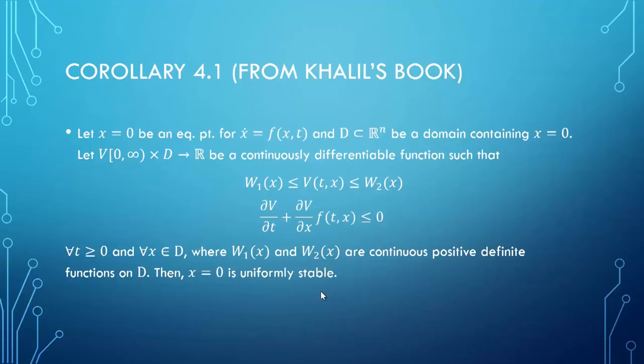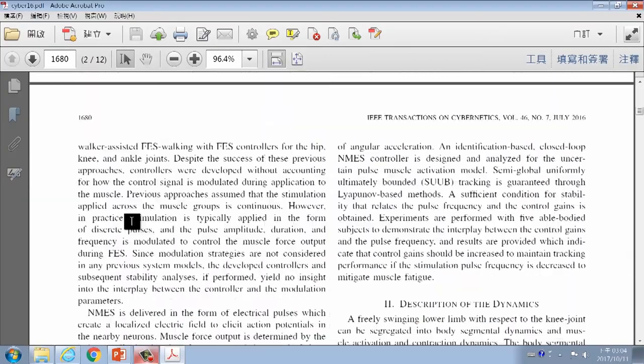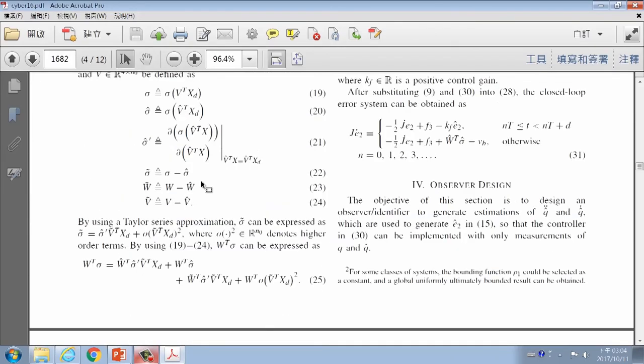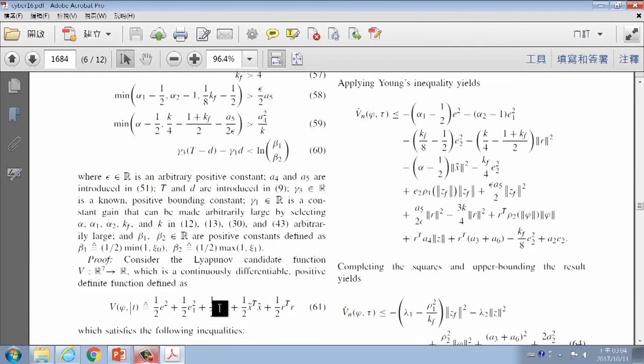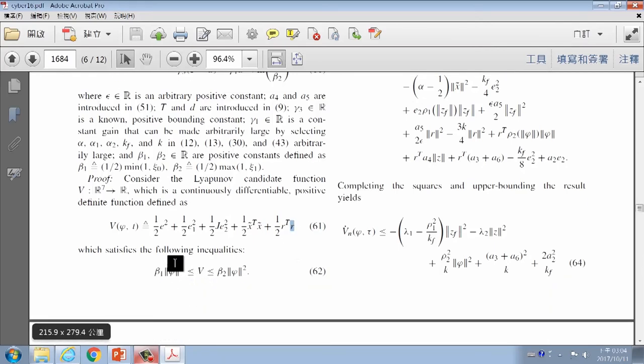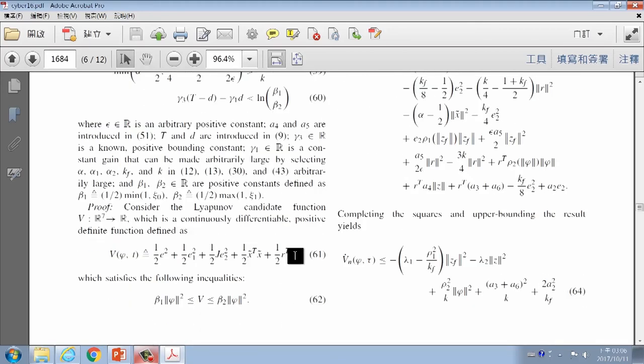Another question is, what does this Lyapunov function look like? Here's an example. This is from one of my papers, okay? And the Lyapunov function is here. It depends on states, but not only on states, it also depends on time. e1, e2 are the tracking errors, okay? And x tilde is also states. So this V is bounded by states. R is the time derivative of x tilde. So R depends on time. R is a function of time. So that's why you see time here.